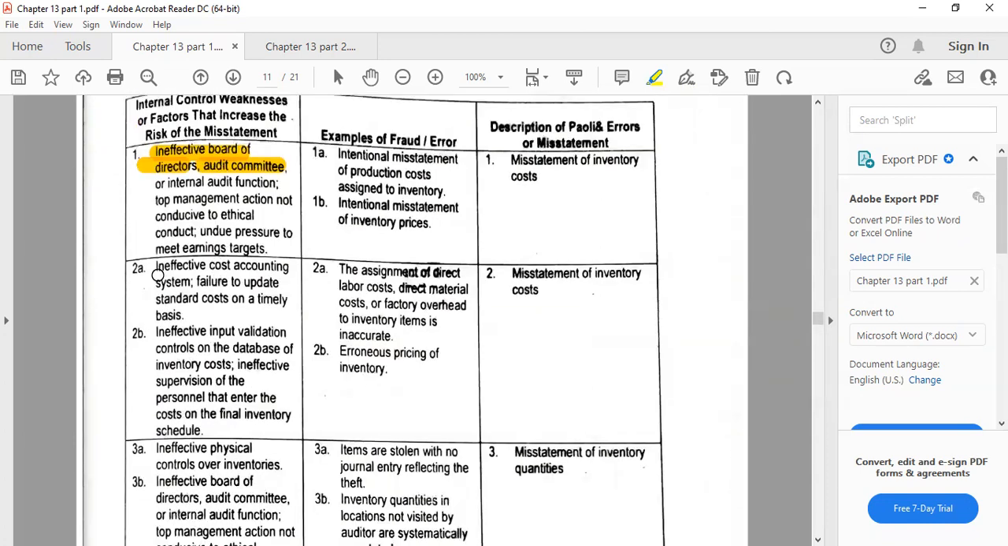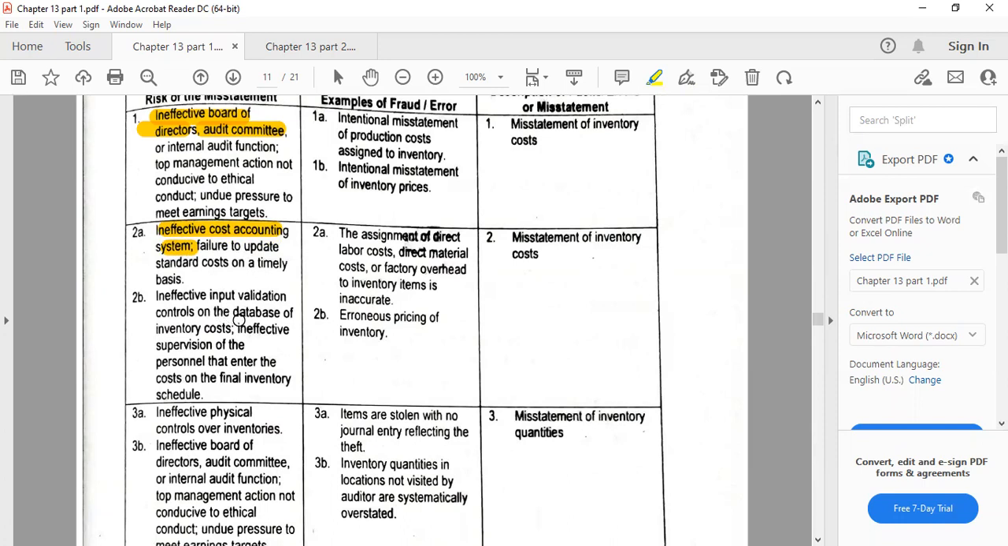Another internal control weakness: ineffective cost accounting system, failure to update standard costs on a timely basis, ineffective input validation controls on the database of inventory costs, ineffective supervision of the personnel that enter the costs on the final inventory schedule. So more or less the same with this, since there is an inefficiency, there is a possibility that the assignment of direct labor costs, direct material costs, and factory overhead to inventory items might be inaccurate. This will also lead to erroneous pricing of inventory.